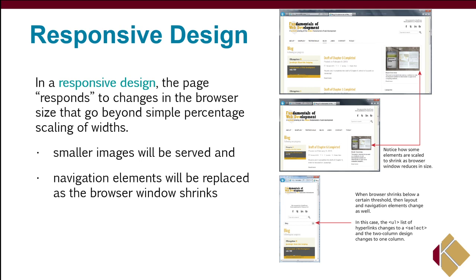So responsive design has been really excellent for usability. What it does is not only does it give smaller images, it also changes the layout and navigation elements. So instead of your normal navigation, it goes to either a drop down or the hamburger button, which is the 3 lines, or the dots.